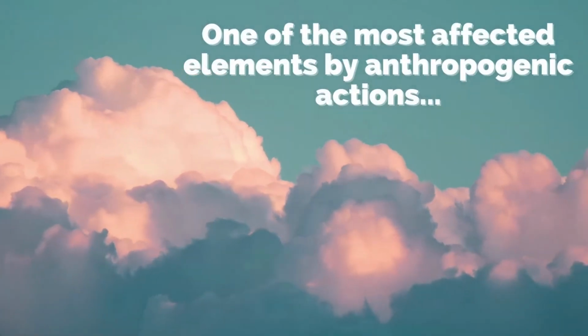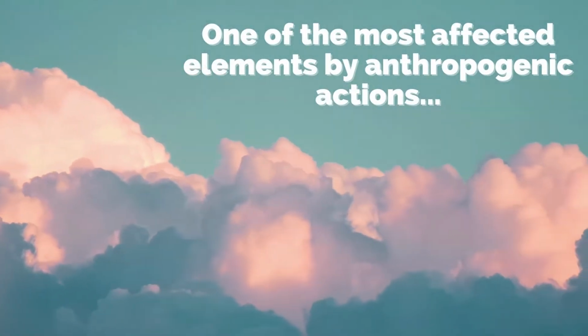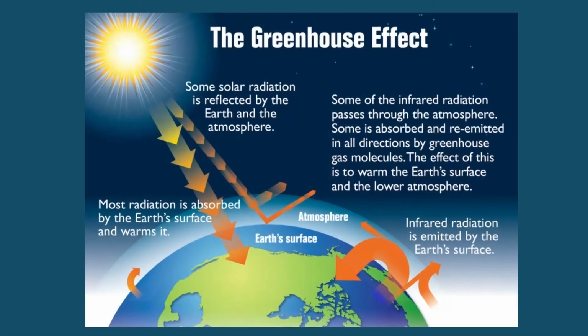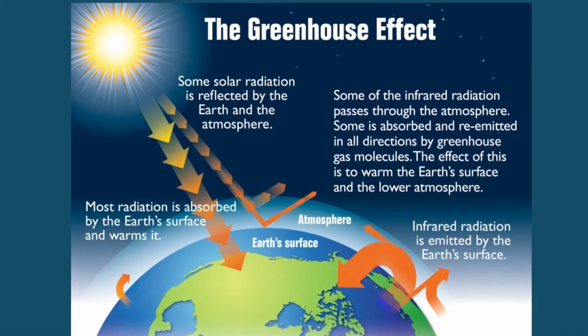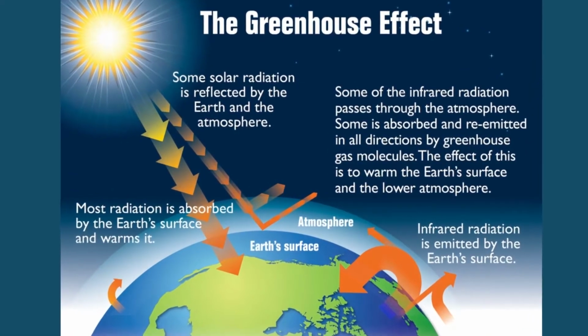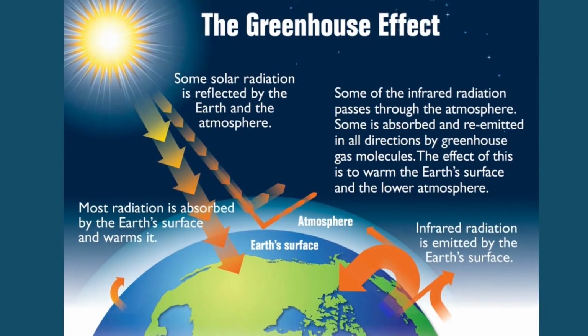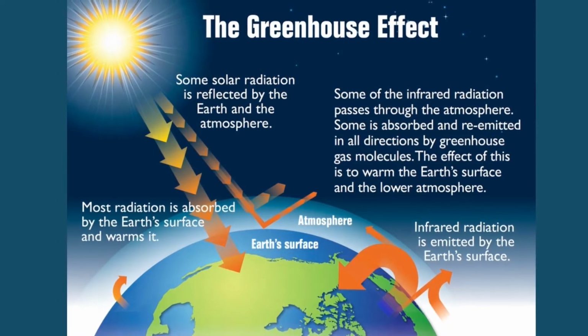The atmosphere is one of the most affected elements by anthropogenic actions. An important effect that occurs naturally in the atmosphere is the greenhouse effect. It is when greenhouse gases, or GHG, trap the sun's rays in the atmosphere, necessary to have an average temperature on the planet that makes it suitable for life. Without this natural effect, there could be no life on the planet because the temperature would be too low.